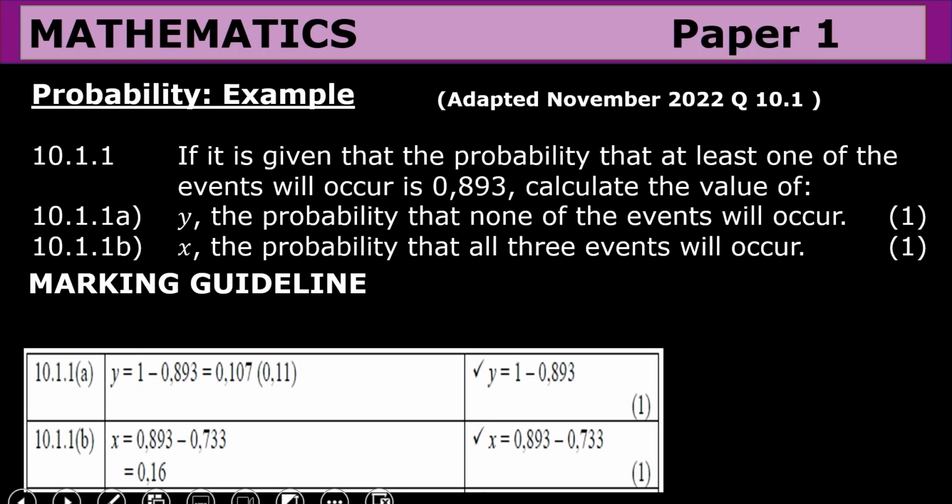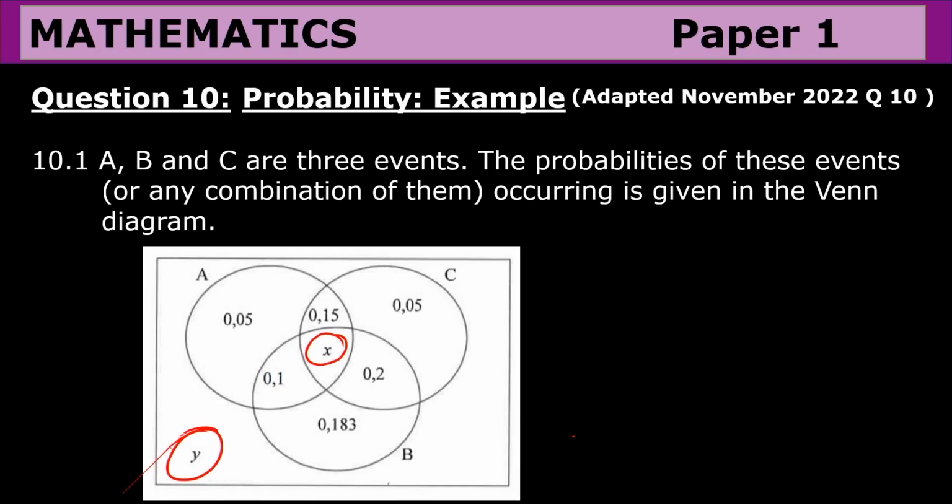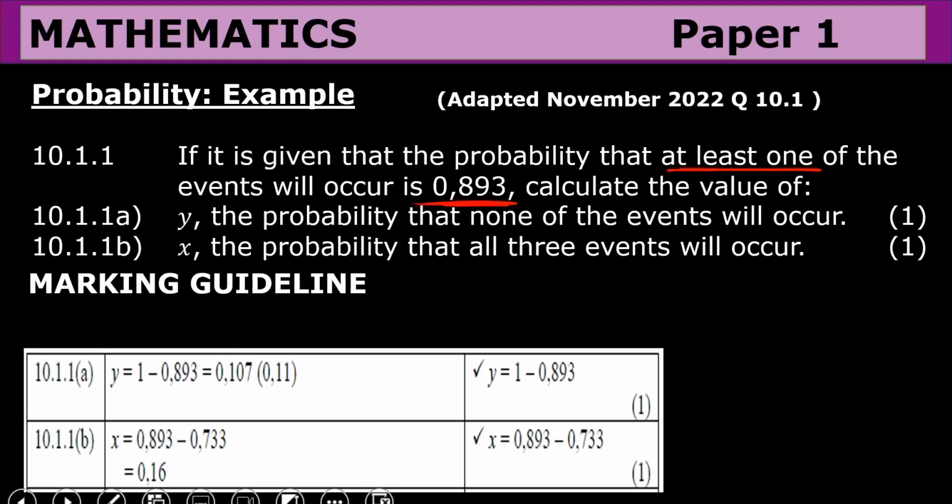Well, it says there, if it is given that the probability that at least one of the events will occur is 0,893, then calculate the value of Y. Now, if we look at where Y is, it's outside. It has nothing to do with the events that are occurring. So how do we calculate that Y? We're simply going to say Y is equal to 1, which is everything, minus the at least one event occurring, and that's going to give us the value for Y. And that is simply that 1 mark there.